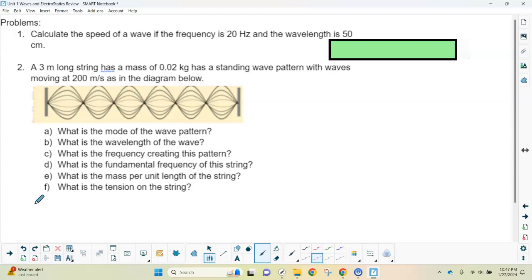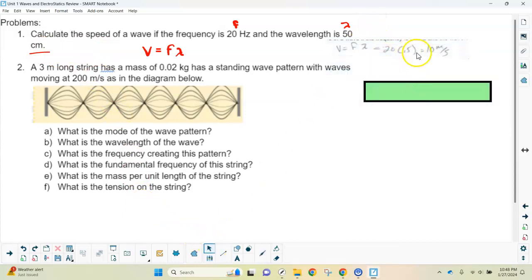So in the problem section, it says calculate the speed of a wave if the frequency is 20 hertz and the wavelength is 50 centimeters. So it's just using this wave speed equation, which is V equals F lambda. So V equals F lambda, and if you plug in 20 for the frequency, and 50 centimeters is lambda, but we don't work in centimeters, we work in meters, so we got to convert. So 50 centimeters is a half a meter, and you should get 10 meters per second for that one. So that is the answer to that one.